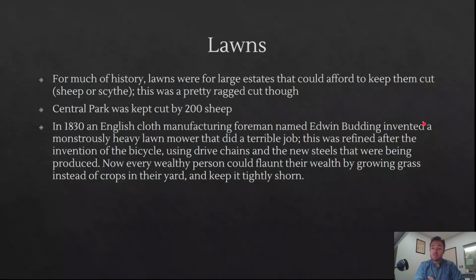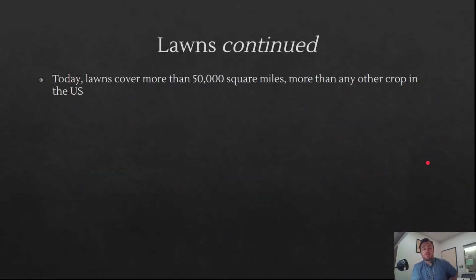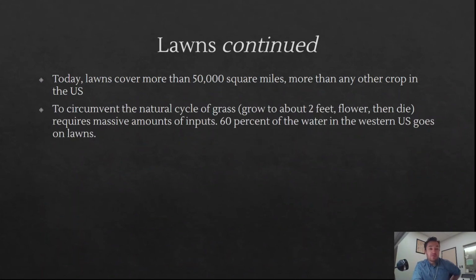But eventually somebody invented a lawnmower. People started getting a little bit of ground, and we started getting more lawns. They cover more than 50,000 square miles today, more than any other crop in the U.S., which is absurd. And in order to keep the lawns looking the way that we like to make them look, you have to put in a tremendous amount of just everything.